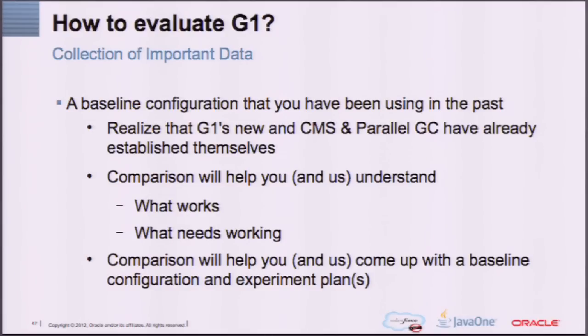What else do you need? G1 is new. You need a baseline configuration that you have used in the past. We know G1 is new, and we know that your past configurations were highly tuned, and that's fine. Don't worry about that. But we need that for comparison, because you want to know what has worked and what hasn't worked in the past. Why do you need G1? You have to ask that question to yourself. Then comparisons will help you and us come up with a baseline configuration for G1, and then an experiment plan: we'll go this direction, or if that works, then experiment A, B, C, and so on.